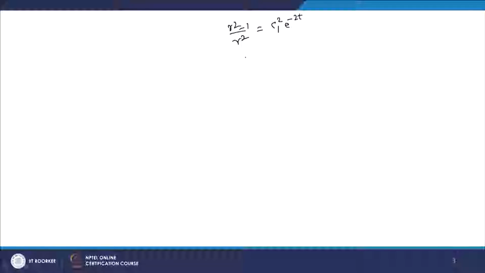So we can simplify it as 1 minus 1 upon r square equal to c1 square e to the power minus 2t. So 1 by r square you can find out as 1 minus c1 square e to the power minus 2t. So r is nothing but 1 upon under root of (1 minus c1 square e to the power minus 2t). Now we have to fix the value of c1.